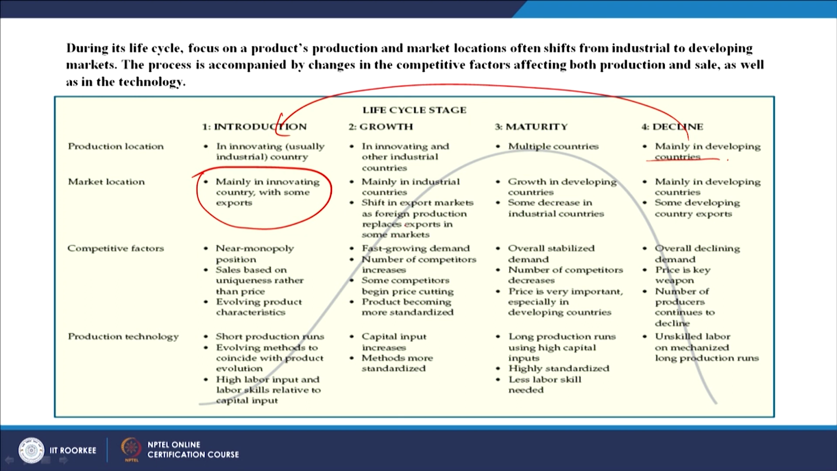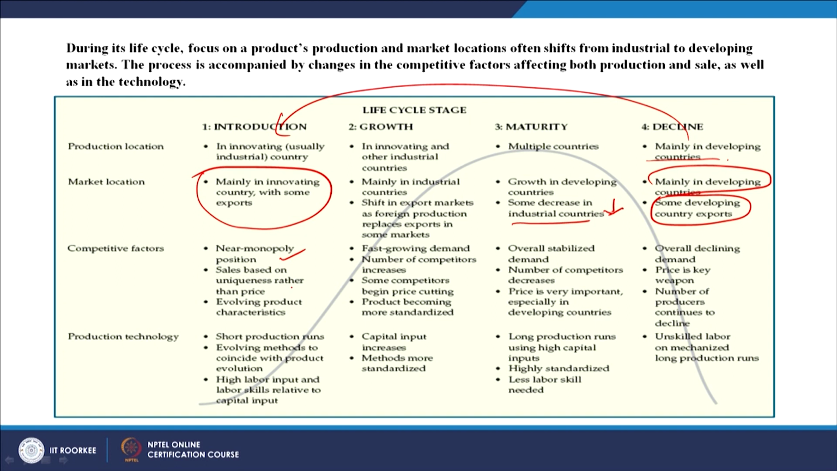What happens in maturity? During maturity, the market expands in the developing countries, and there is a decrease in the industrial countries or the innovative country included, right. During the decline stage, most of the market location shifts to the developing countries, and some developing countries start exporting too, they have started exporting in a large way. Competitive factors. Now, coming to the competitive factors, what happens to the competition? During the introduction, it is a monopoly situation. So, there is only one player who is making it.